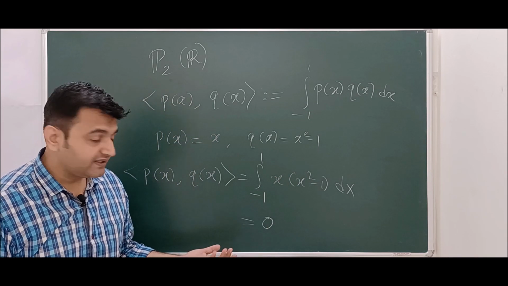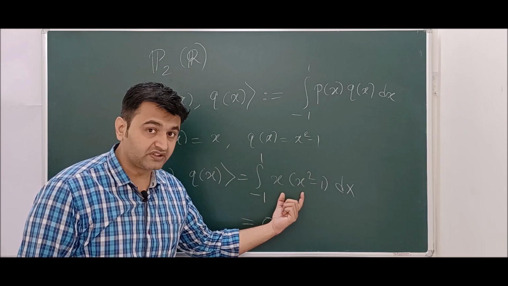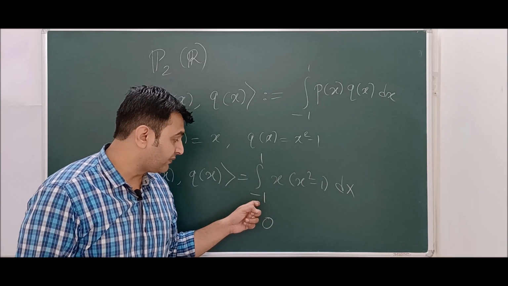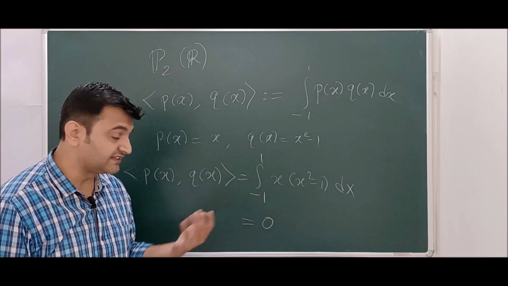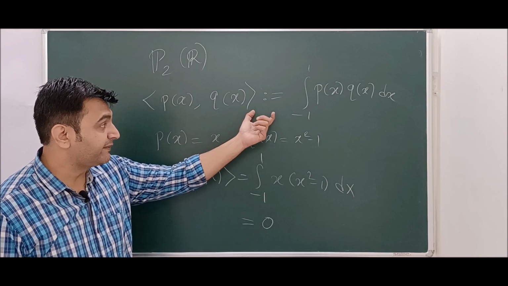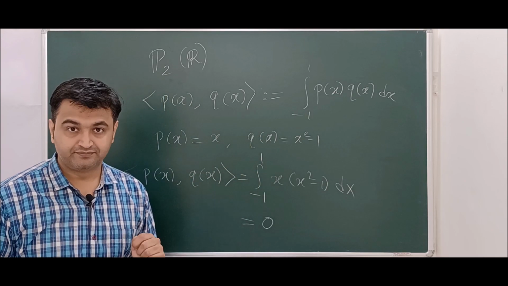Or another smart way is, this is an odd function, this is an even function, so the product is an odd function. So integration from minus a to a of an odd function is always 0. Okay, so that's why the answer is 0. Therefore, with respect to this inner product, these two polynomials are orthogonal.